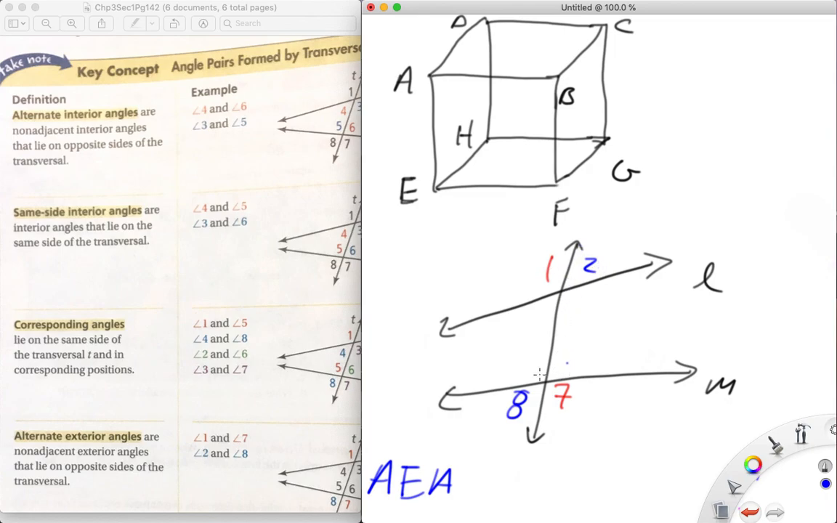If you think about it as here, you would flip it and then slide it down. 2, you would flip it and then slide it down. And they're in opposite areas. Alternating exterior angles.